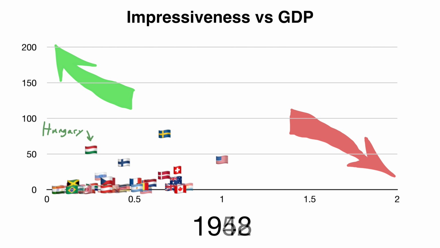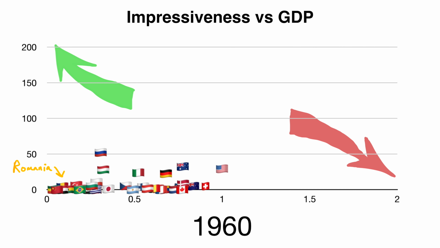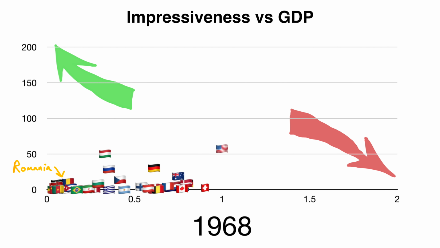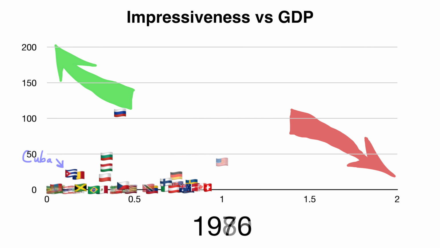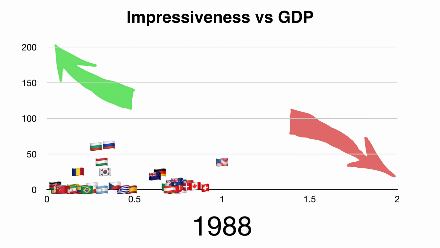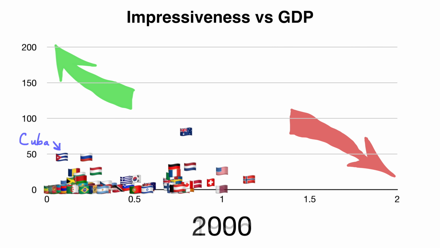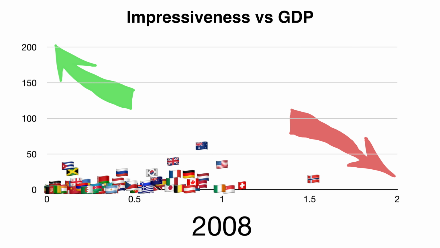Finland again looks pretty good here, as well as Hungary. Romania emerges from the pack just slightly starting in the 50s, as does Cuba later on. Romania looks really good in 1984, and then much later, you can begin to see the emergence of Jamaica.